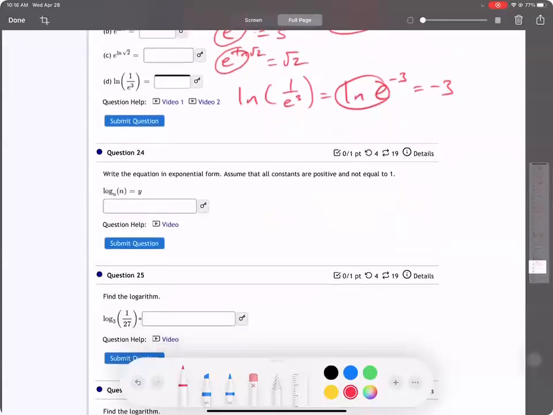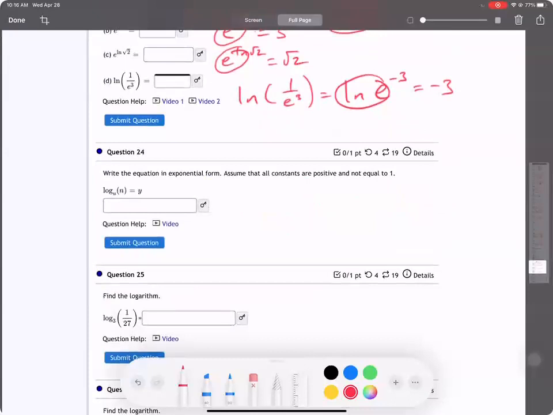Write the equation in exponential form? Sure. Circle of logs: u to the y power is equal to n. Circle of logs, because logs solve for exponents, so this y was an exponent.